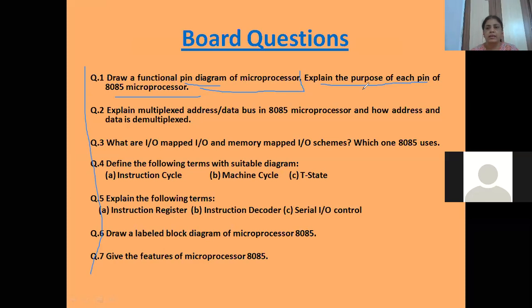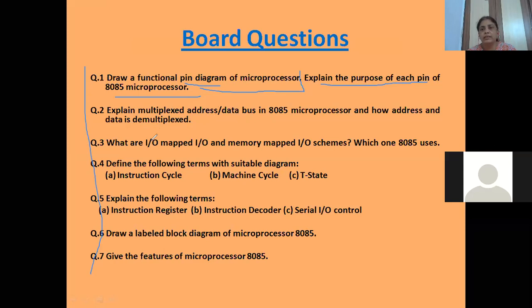Any 3 pins they can ask, or any 4 pins they can ask for explanation. 1 mark each for each pin. Okay. Next is explain multiplexed address and data bus. So that diagram you have to draw and you have to write about how the ALE signal is responsible for demultiplexing of the address and data bus.